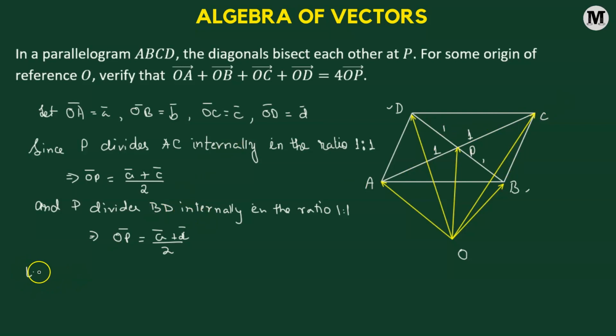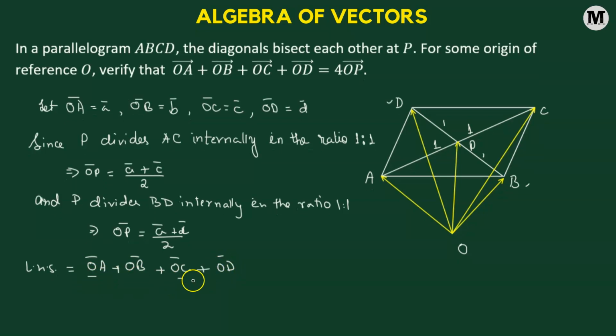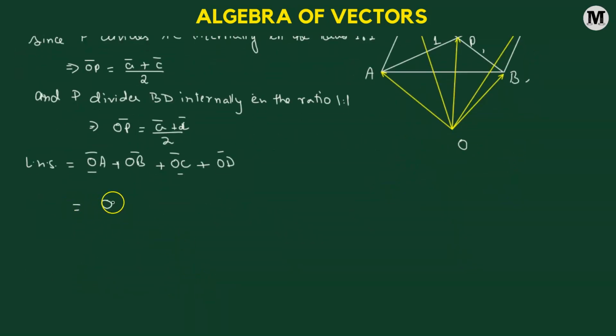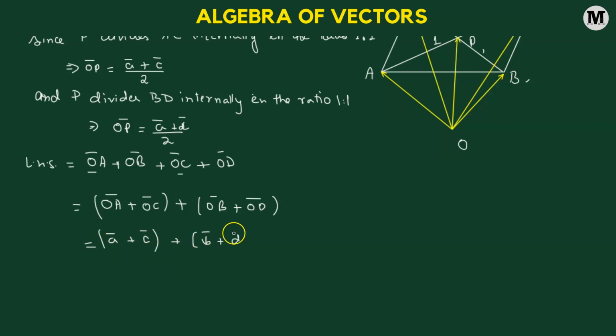now let's come to the left hand side of the given equation. So we have OA vector added to OB vector plus OC vector added to OD vector. Now what we can do is combine OA vector with OC vector, and then separately combine OB vector with OD vector. Now OA vector is simply the vector A, and OC is the vector C. This will be added to OB plus OD, so that means we have B vector added to D vector.